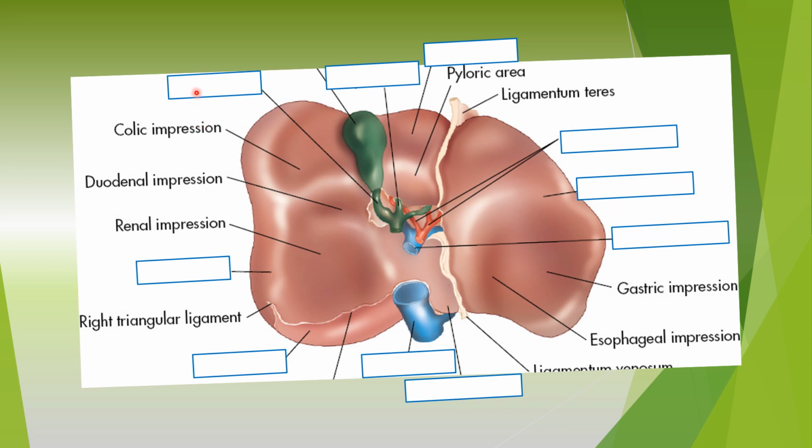Then this box right here, we're pointing to the cystic duct. And this box right here is pointing to the hepatic duct. This central section right here contains the portal triad: the main portal vein, the hepatic arteries, and the hepatic duct/common bile duct right here at the porta hepatis.